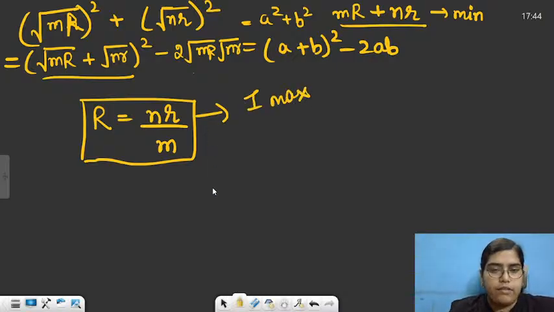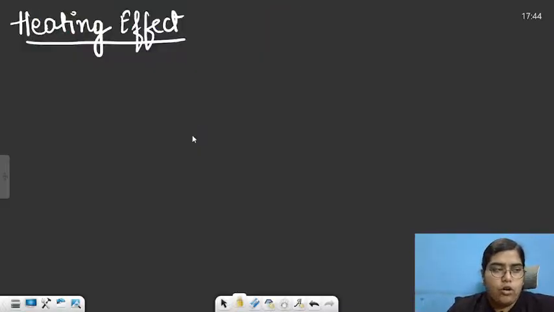Even if you're not able to understand the process, I just revise it for you. But in case you're not able to memorize the process, you just need to memorize this formula, at least for your NEET exam. So this was for maximizing the current. Now moving forward, the next topic was your heating effect.